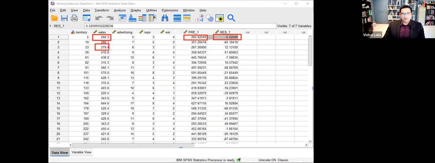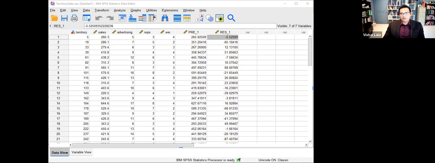So for example, the third observation, the true value is 279.4, our prediction is 267, and our difference in those values is 12.13. So you can see, if you go through this list, some numbers in the Res column will be positive, some will be negative.